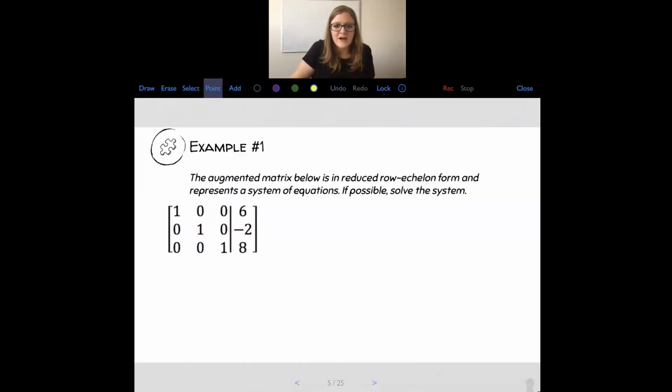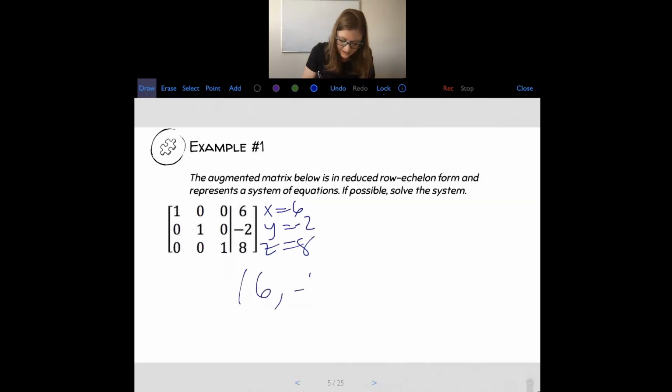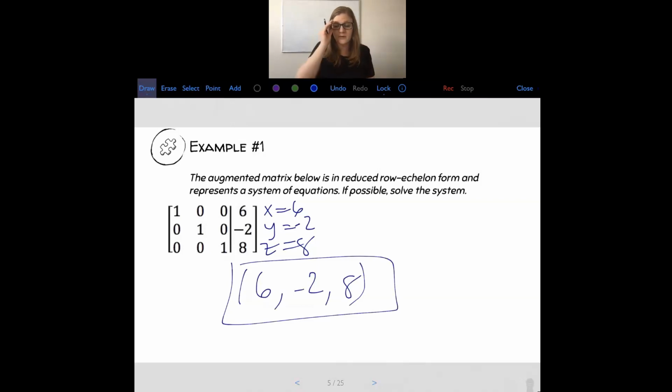Example 1. So the augmented matrix below is in reduced row echelon form and represents a system of equations. If possible, solve the system. So what we have right away is this first would be x is 6. We have y is equal to -2, and z is equal to 8. So our solution here would be 6, -2, 8. Remember, these are three planes, and this is the ordered triple as to where they intersect.